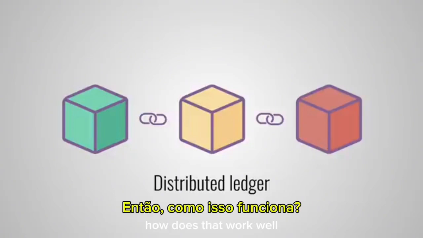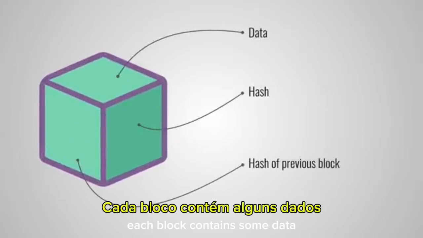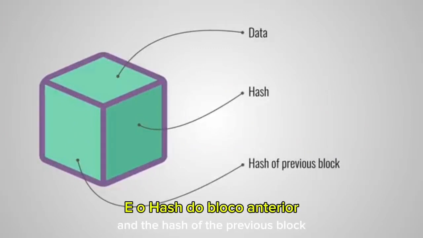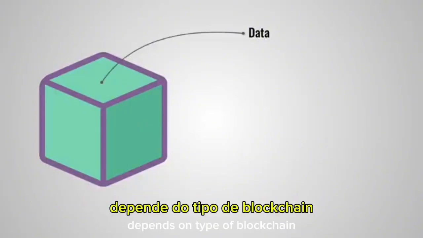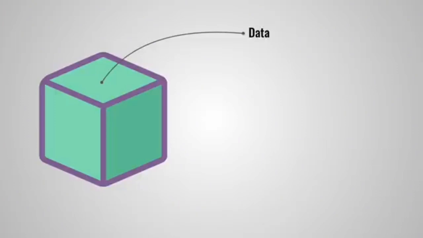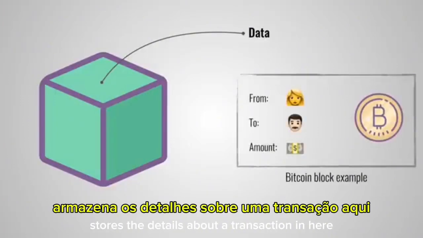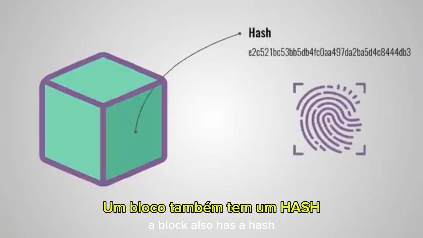So how does that work? Well, let's take a closer look at a block. Each block contains some data, the hash of the block, and the hash of the previous block. The data that is stored inside a block depends on the type of blockchain. The Bitcoin blockchain, for example, stores the details about a transaction in here, such as the sender, receiver, and the amount of coins. A block also has a hash.